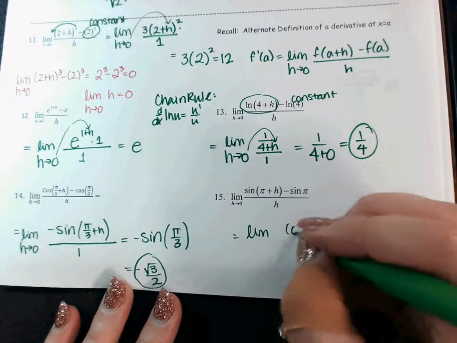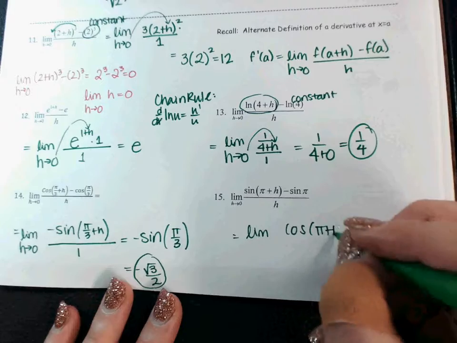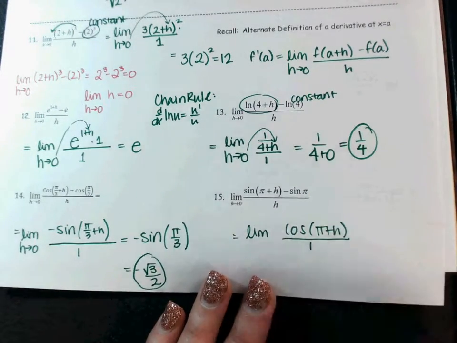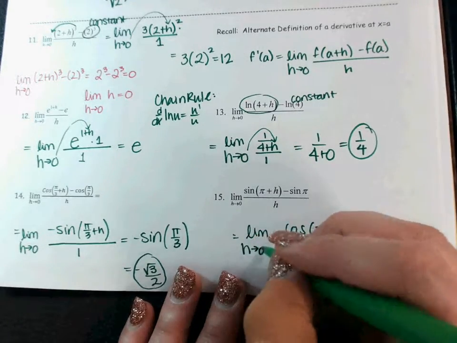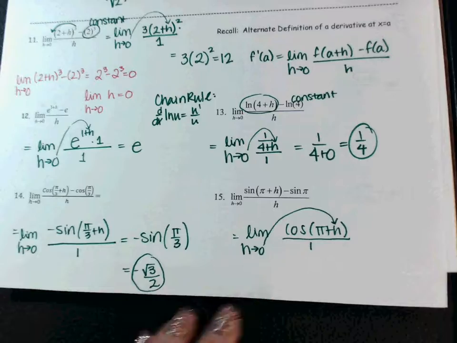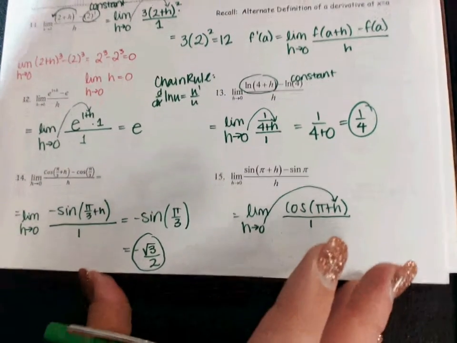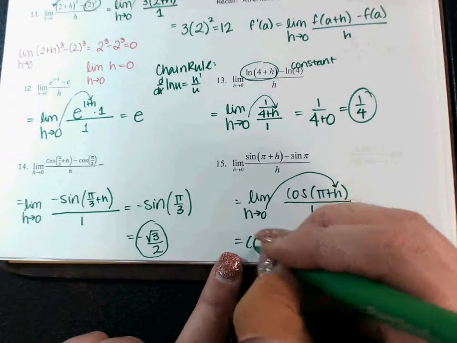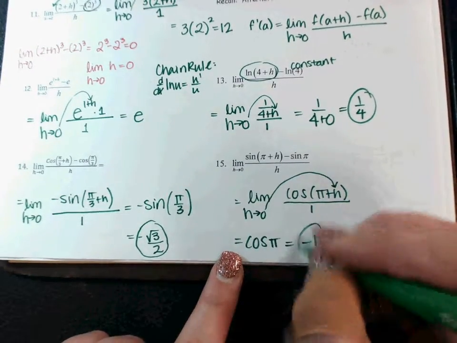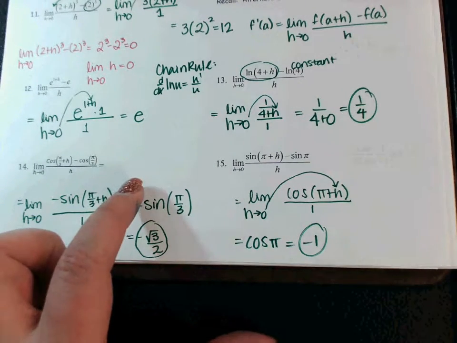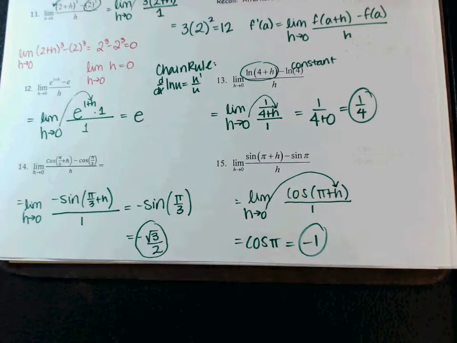Cosine on top. Technically, there's a pi plus h still on the inside. Derivative of h on the bottom is 1. H is approaching 0. But then when I plug my 0 in, what am I taking the cosine of? Pi. What's the cosine of pi? -1. Very good. So, you have the shortcut there, but I think that for these, it's way harder to try to go backwards than to just do L'Hopital's rule.